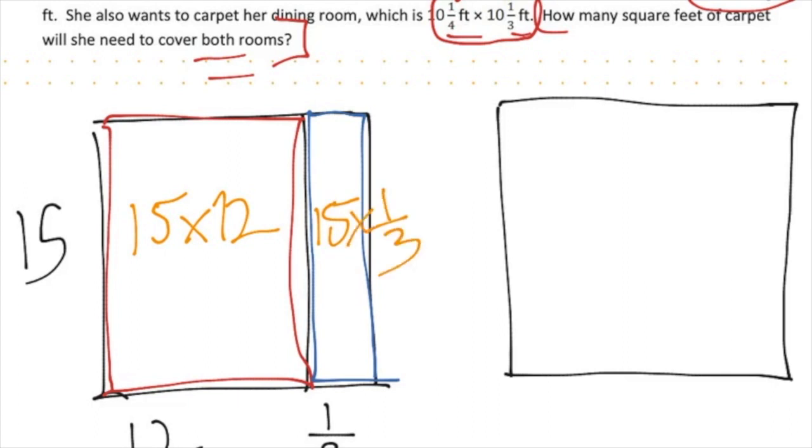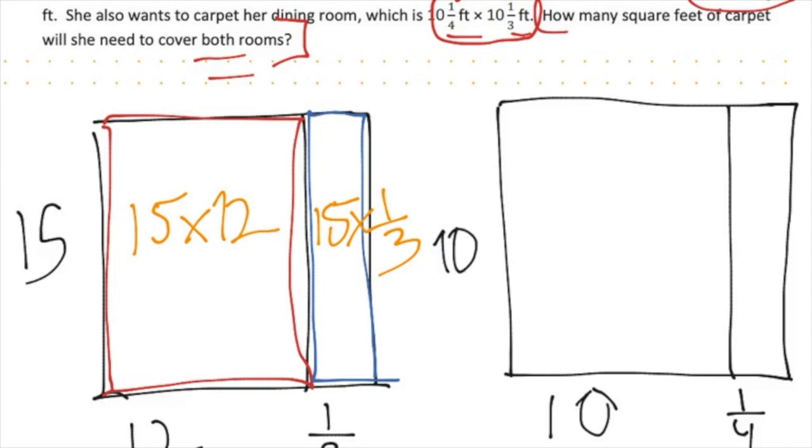Now, in our next diagram, it is 10.25. So here's 10.25 times 10.1/3.